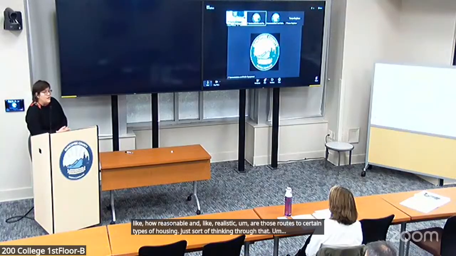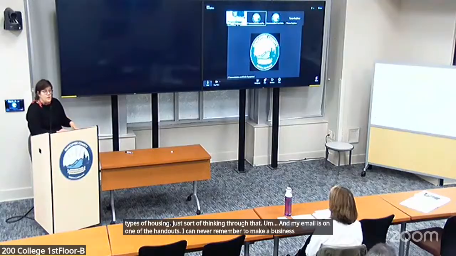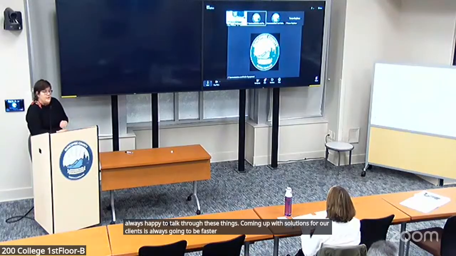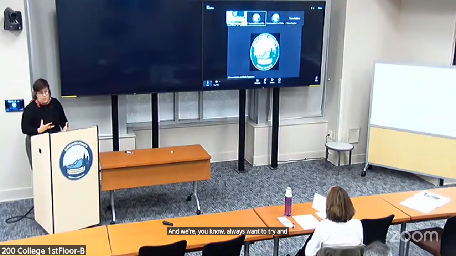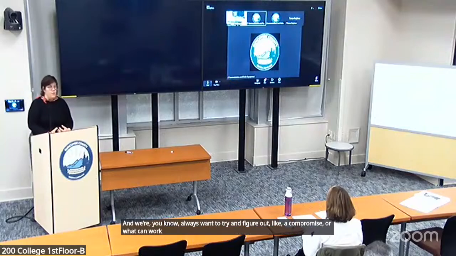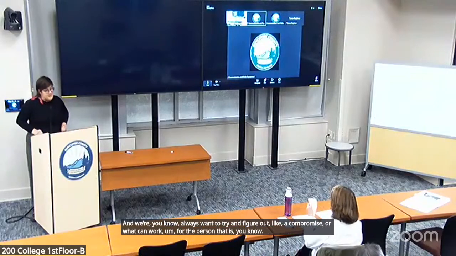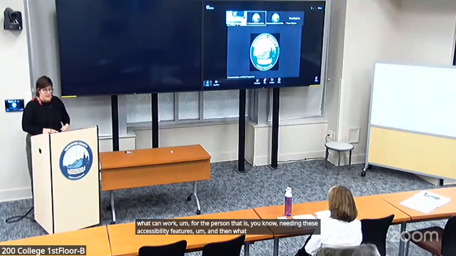And my email is on one of the handouts. I can never remember to make a business card, but we are always happy to talk through these things. Coming up with solutions for our clients is always going to be faster. We always want to try and figure out a compromise, what can work for the person needing these accessibility features, and then what's realistic for the housing provider.